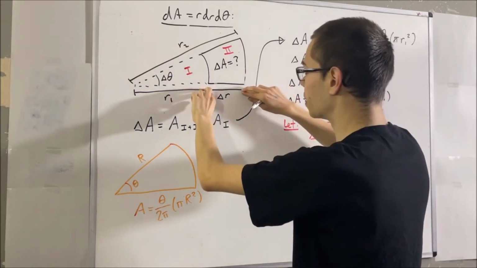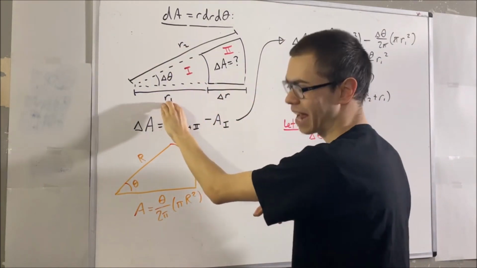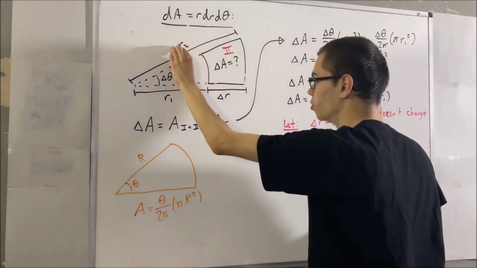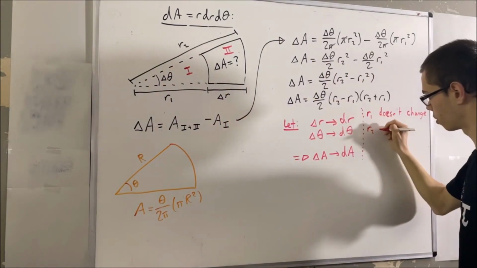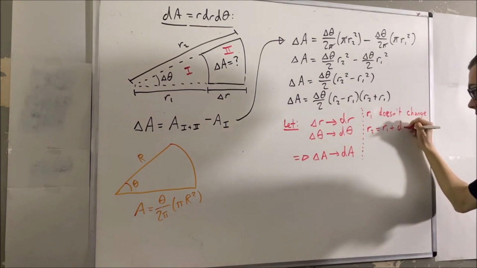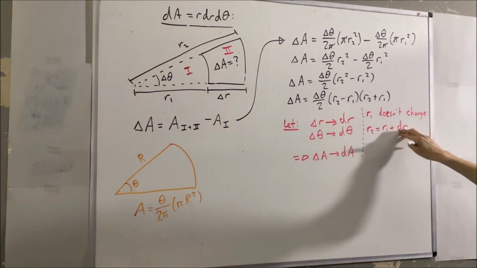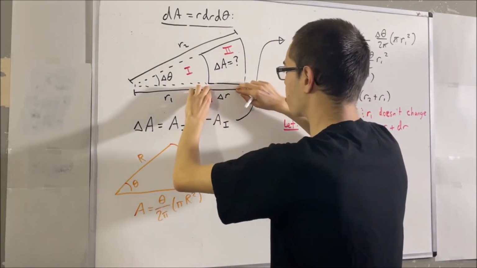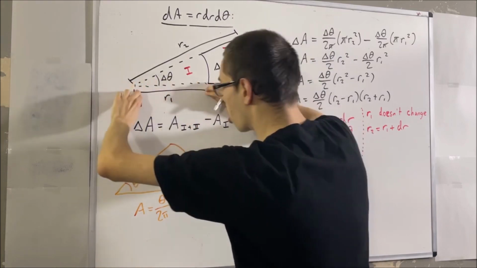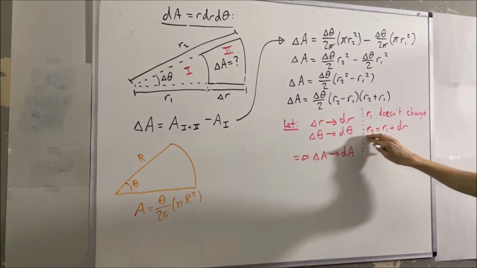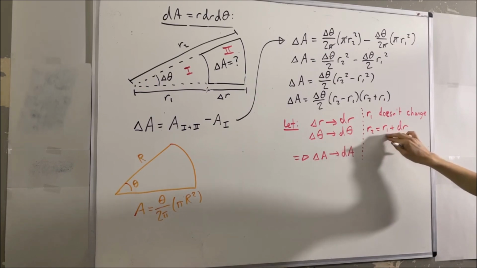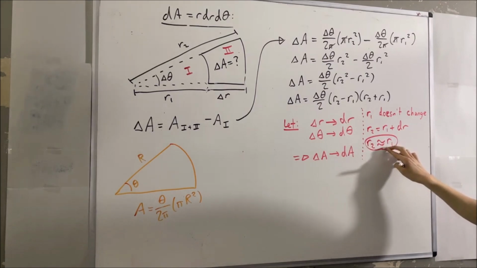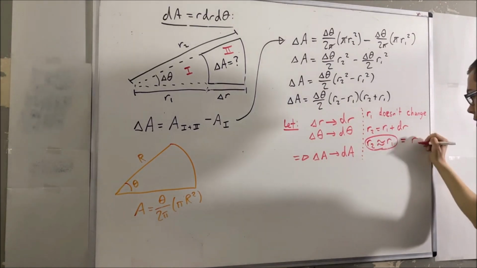Well, as delta r becomes really small, r1 doesn't have to change. But since r2 equals r1 plus delta r, in this case r1 plus dr, well, dr is going to become really small compared to r1. So you can imagine delta r is going to become really small compared to r1, and therefore r2 is essentially equal to r1. And since r1 can literally be equal to anything, we could just say it's equal to some radius r.